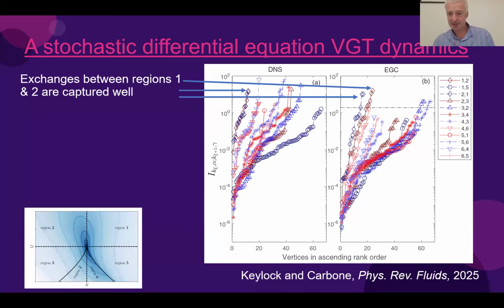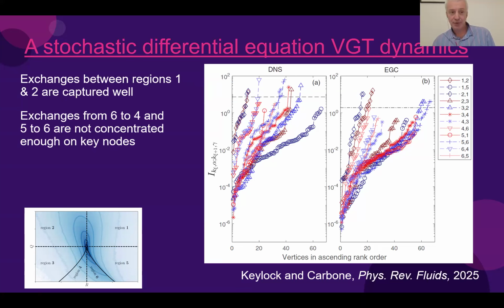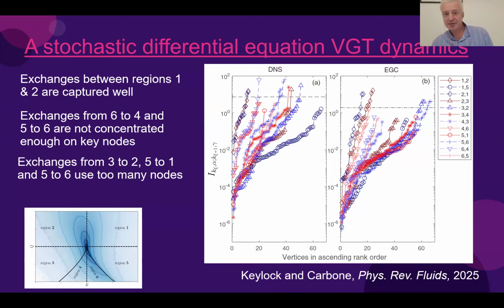However, when we start looking at some of the other things, we note some real big differences. Exchanges from region 6 to 4 and 5 to 6, they're not concentrated on key nodes. Look here, for example, at this first instance, you'll see the largest node is about 100 times weaker in the EGC. Note it's a log scale. It's about 100 times weaker than it is in the DNS. And when we come out to the other case, 5 to 6, you'll see it's about a factor of 20 weaker.